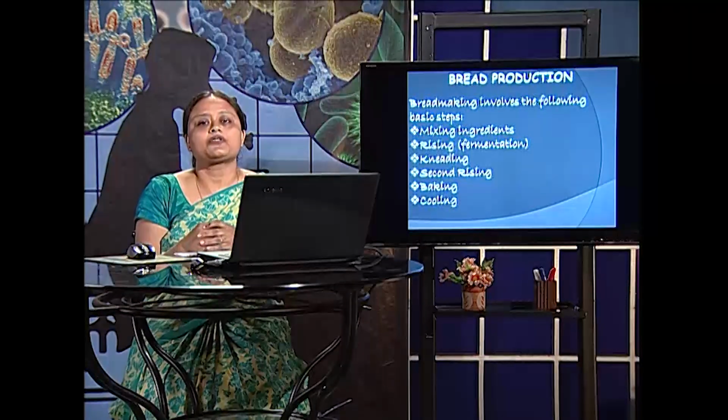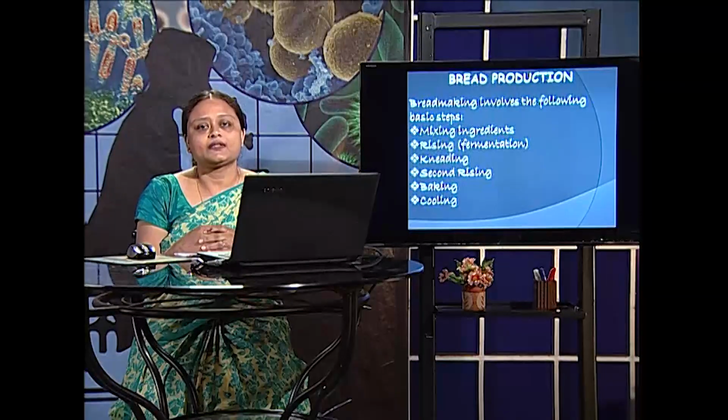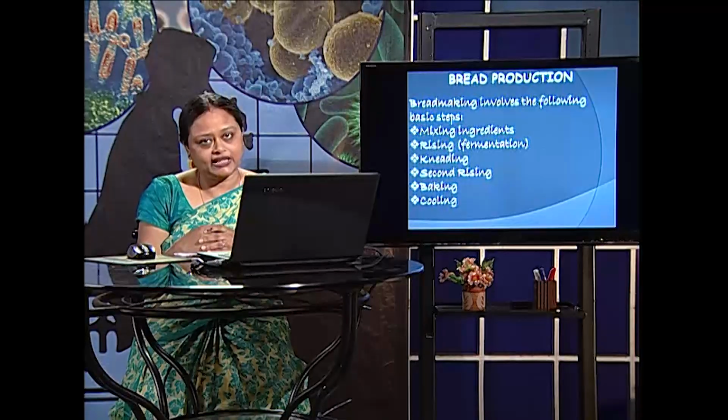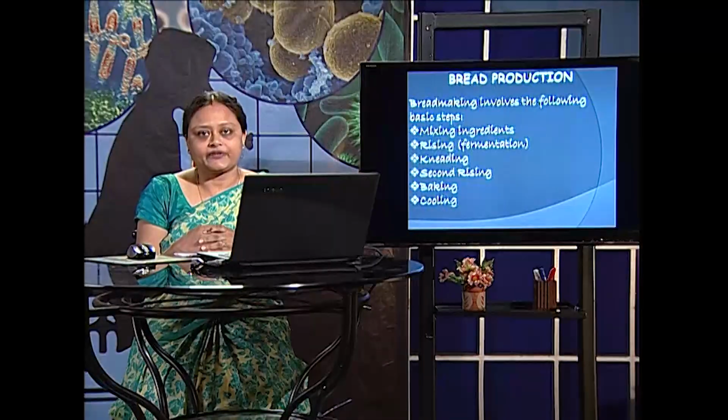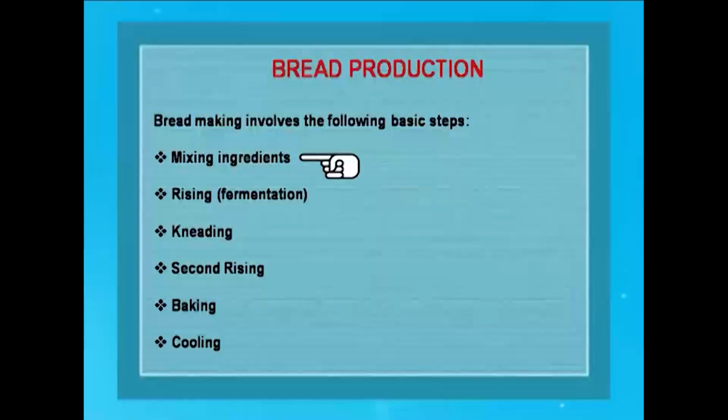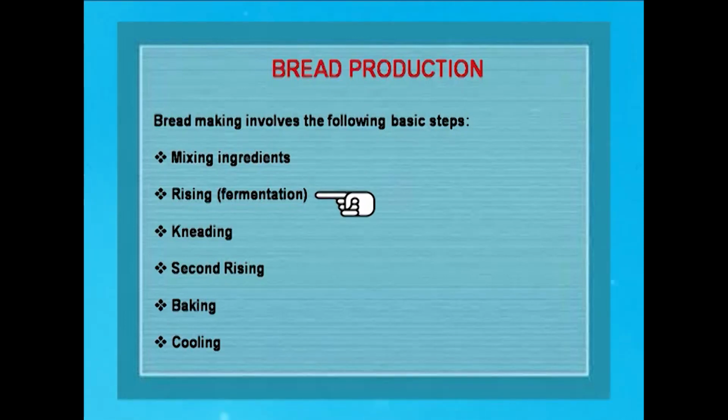Now, we will be moving on to a brief process of how bread can be produced in the industry. This follows several steps, like mixing the ingredients first, then the next stage of rising, typically the fermentation process, then a kneading step, followed by a second rising, and finally baking and cooling down the product. Let us see all of these steps individually in slight detail.